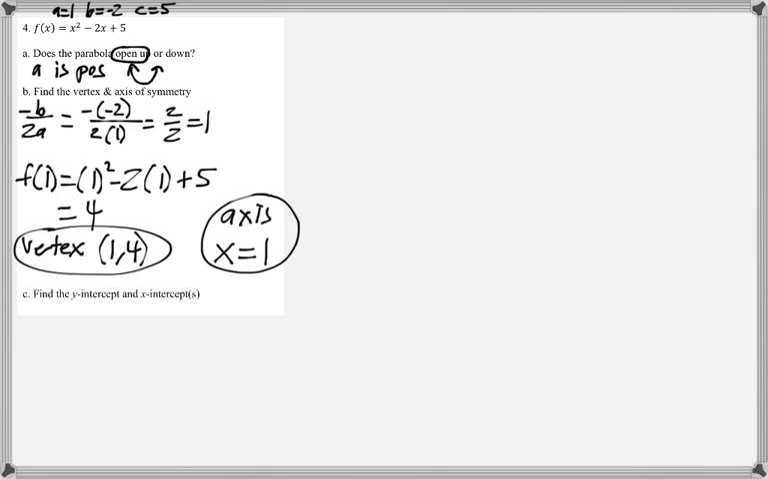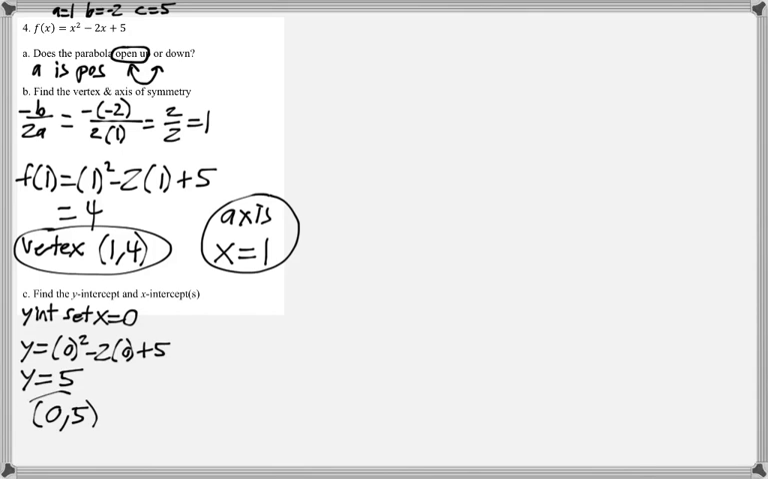So it wants us to find the y-intercept and the x-intercept. So to find the y-intercept, we need to set x equal to 0. Y is equal to 0 squared minus 2 times 0 plus 5. And I'm solving for y. So it's going to be 5, so it's going to be 0, 5. So that's going to be where my graph crosses the y-axis.